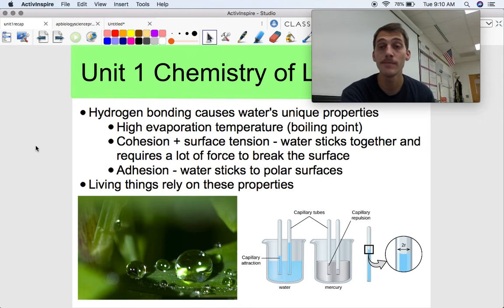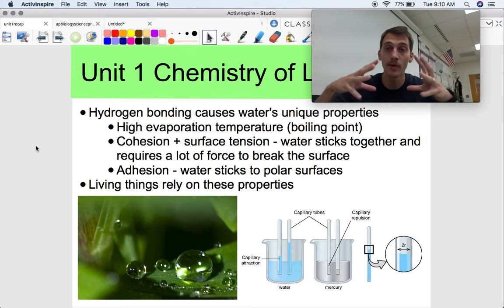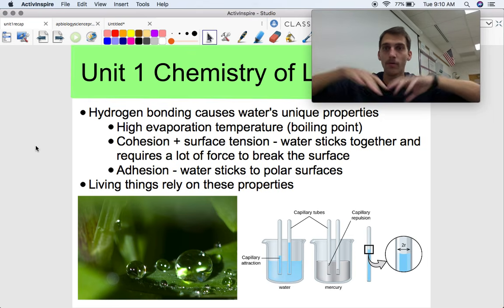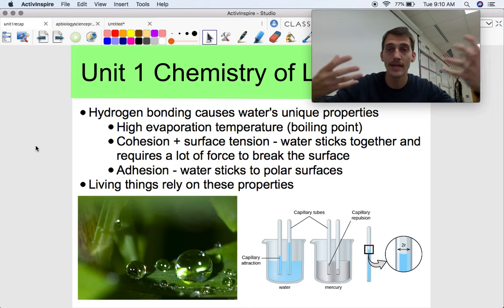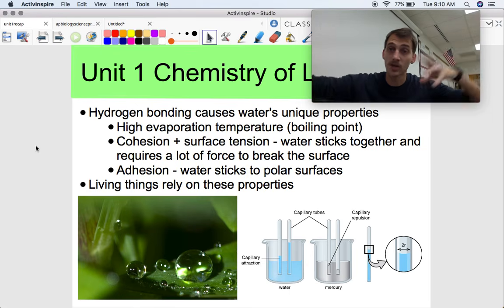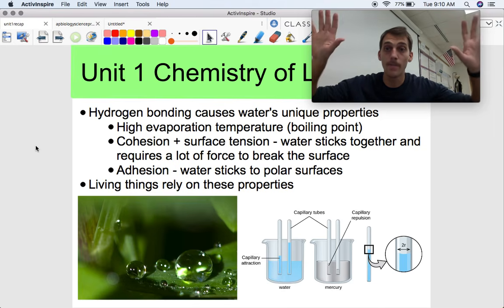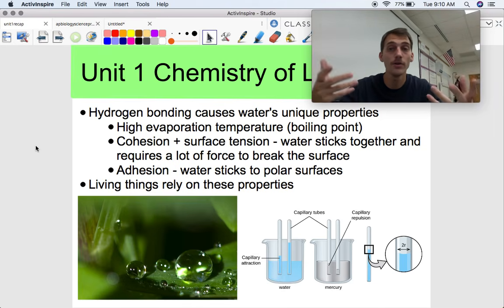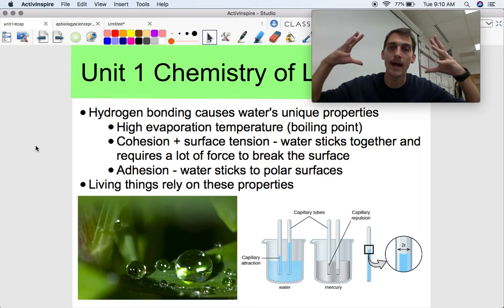So high evaporation temperature means that it takes a lot of energy to turn liquid water into gas, or into water vapor. When you heat a fluid up to its boiling point, you are separating the molecules enough from one another that they start to fly around, because that's what temperature is, the kinetic energy of particles. They start to fly around and take up a whole lot more space. Okay, it's still a fluid, but the molecules are very spread out from one another.